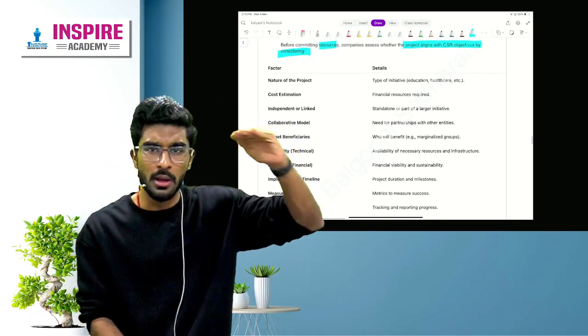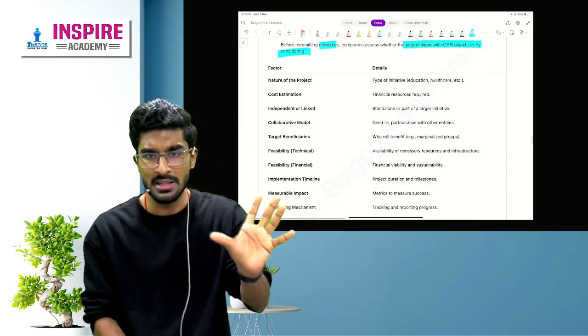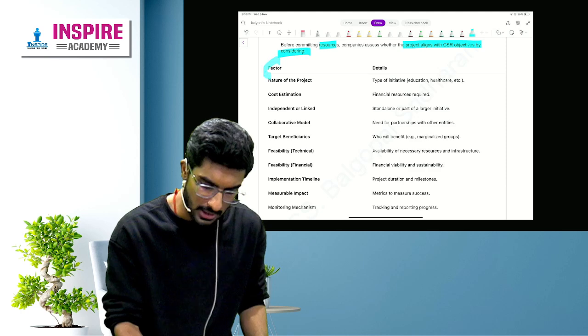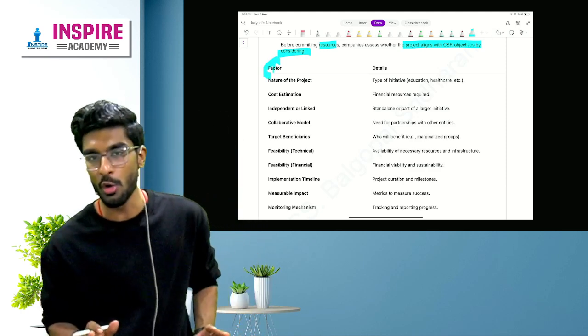Very logical, people. Whenever we are going to buy anything, we are going to always consider certain factors. All these factors are called pre-evaluation factors. Yes or no, people?